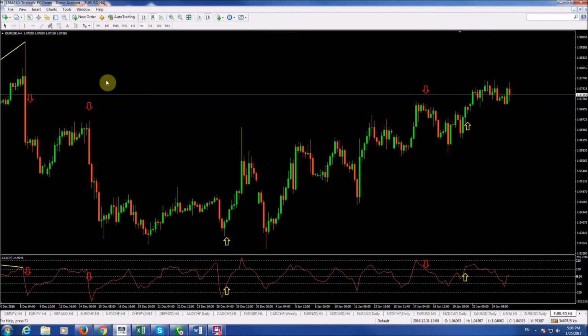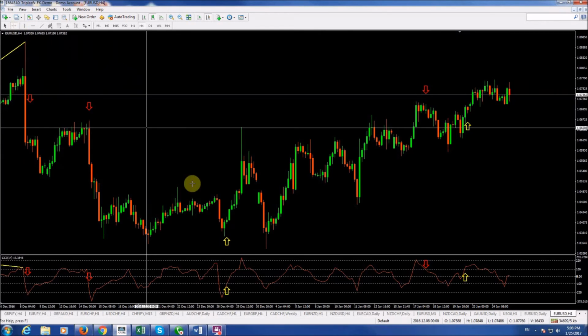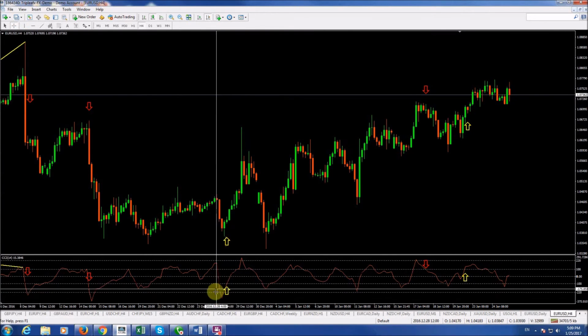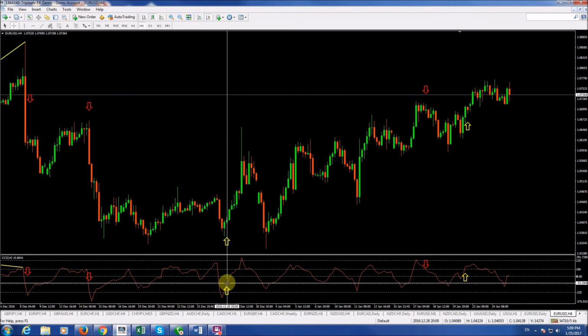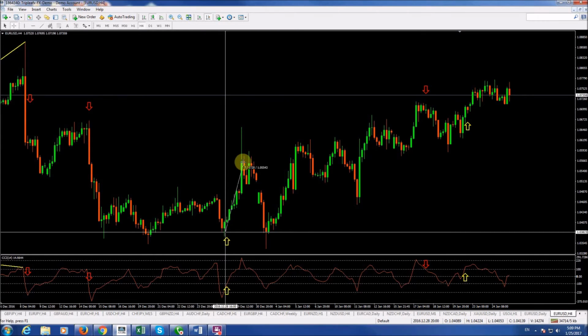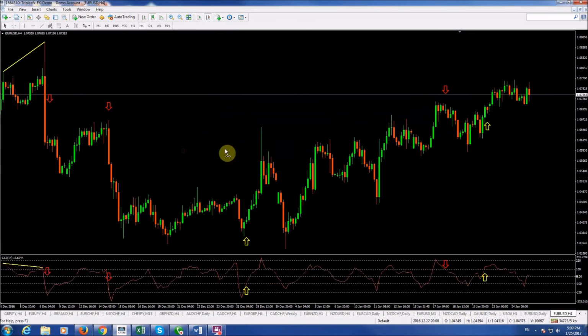120 pip trade. And when we have the opposite, the minus 220 as an oversold level, when it surges above minus 100, it can signal the start of an uptrend. As you can actually see here, you have an amazing 260 pip trade.